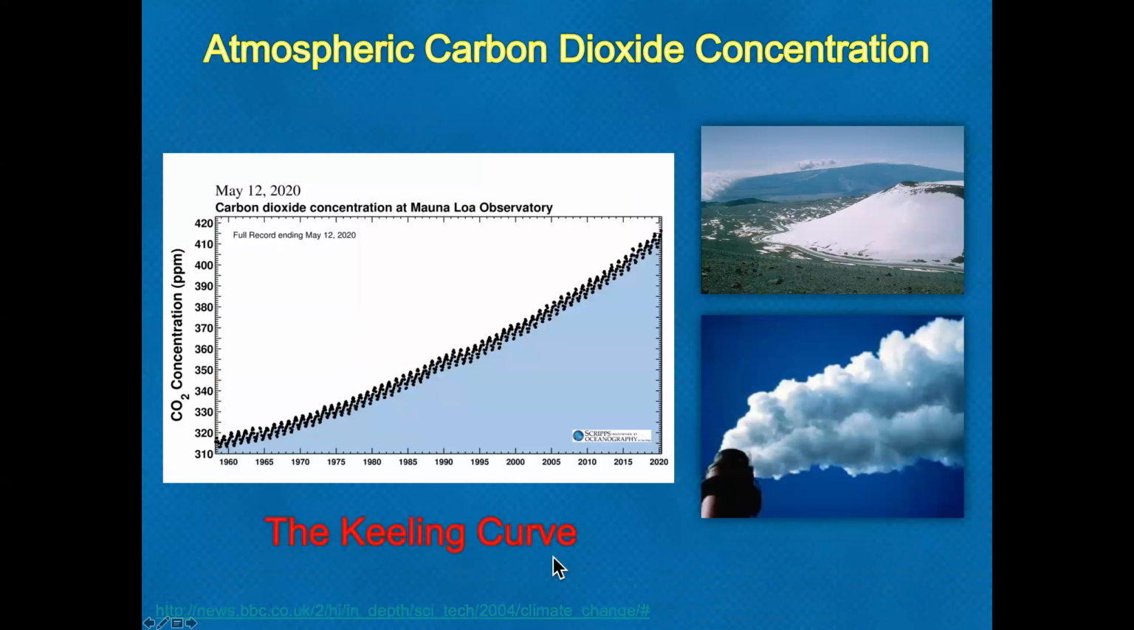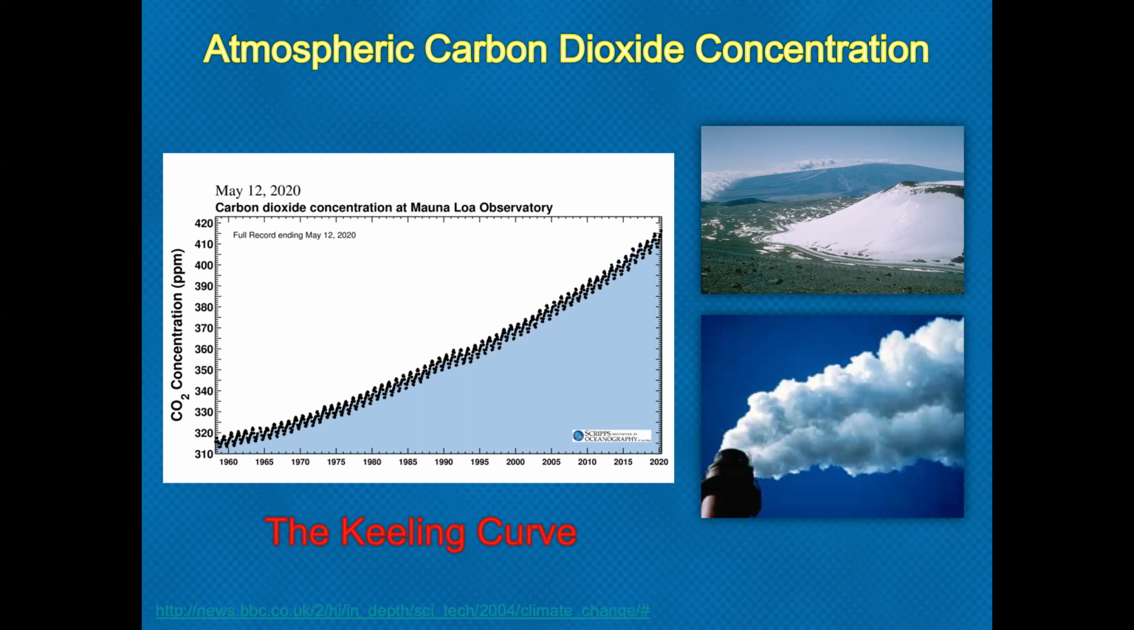CO2. There's this curve called the Keeling Curve, and this curve gives you an idea of climate, or heat trapping chemical, CO2, a greenhouse gas. And this has been observed and recorded over Mauna Loa in Hawaii. And the up and down nature of it has to do with the seasons.